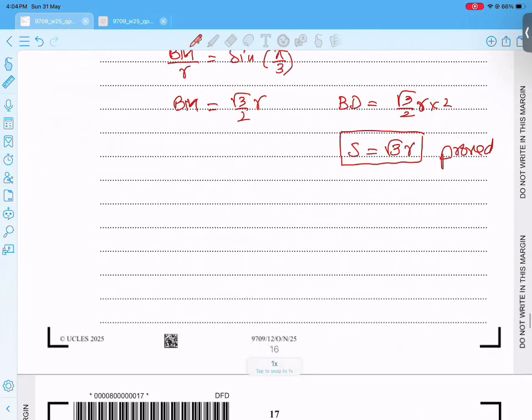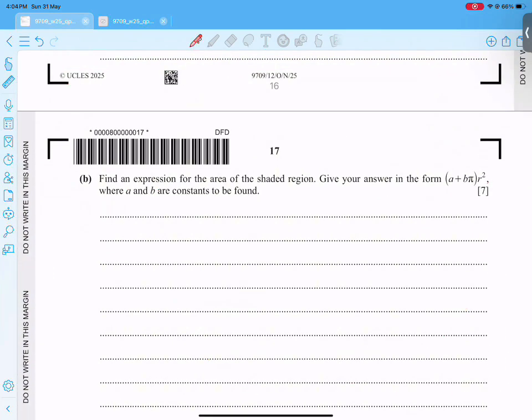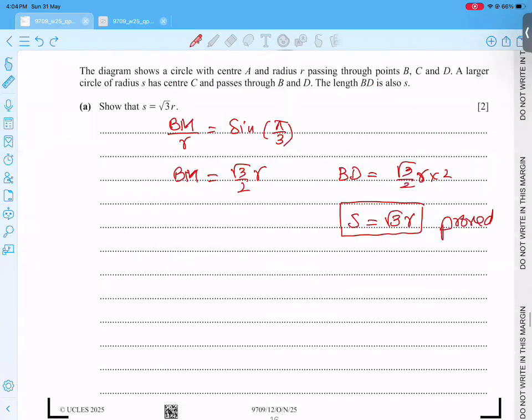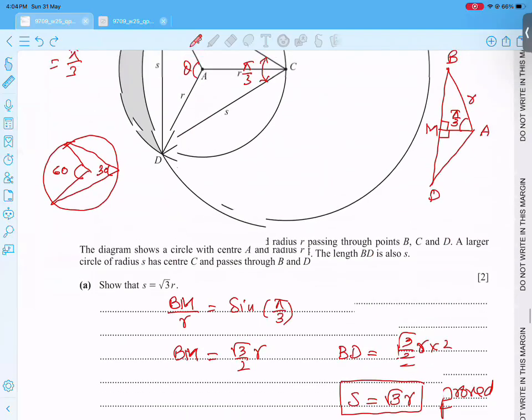Next part, on another page: find an expression for the area of the shaded region and give the answer in this form, where A and B are to be found. So let's try to do it. First of all, the shaded area. We have to look carefully. Where is the shaded area? The shaded area is this one.